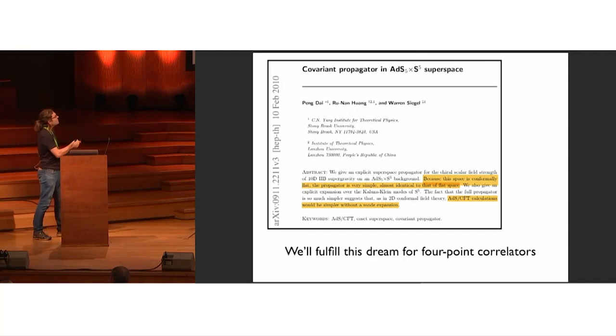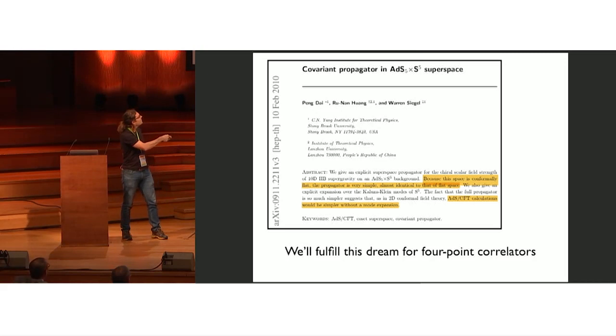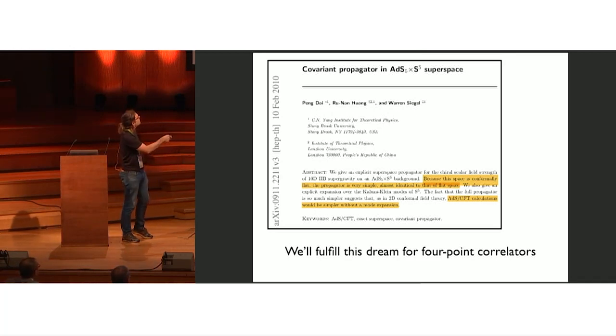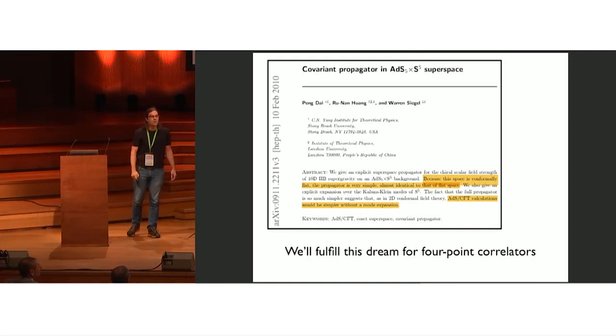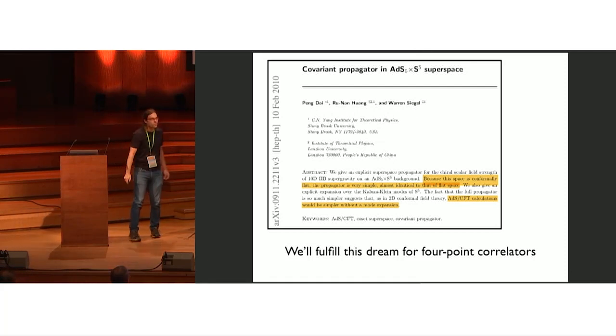So I'll give this talk backward, starting with a paper by Warren Siegel, where they found a way of writing the propagator. They observed that AdS5xS5 is a conformally flat space, which is amusing, and that this allowed them to write the propagator in a way that looked almost identical to 10-dimensional flat space. And they deduced from that that probably AdS/CFT calculations will be much simpler if we don't do a mode expansion.